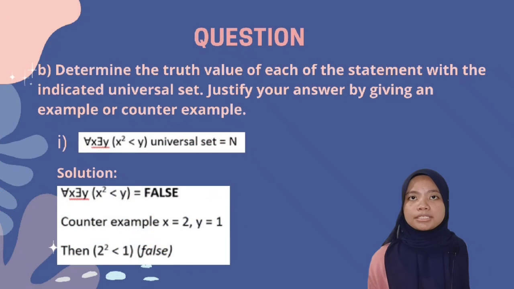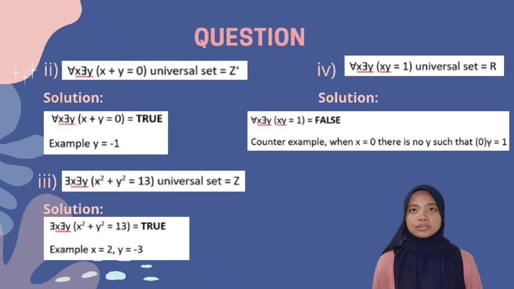Question B, determine the truth value of each of the statements with the indicated universal set. Justify your answer by giving an example or counterexample. Solution for question 1, for all x there exists y, x squared less than y with universal set N, is false. With counterexample x equal to 2, y equal to 1, 2 squared is not less than y, so this statement is false. Solution for question 2, for all x there exists y, x plus y equal to 0 with universal set Z positive, is true, for example y equal to negative 1.